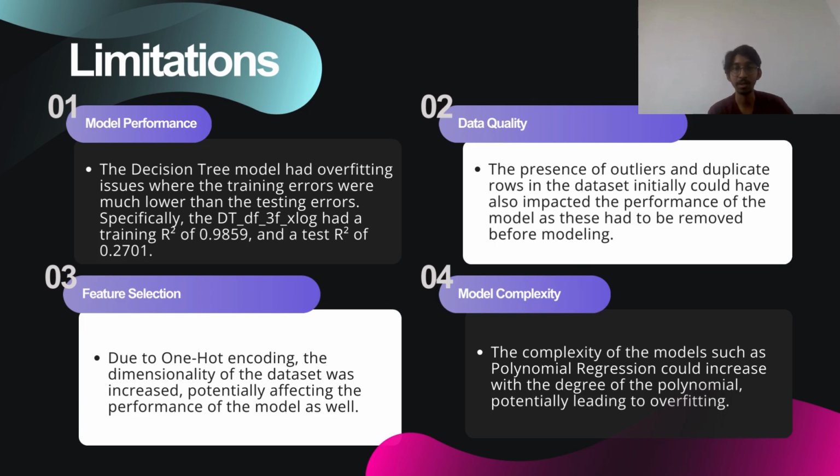Some limitations that we faced in our project was the model performance, where the decision tree model had overfitting issues, where the training errors were much lower than the testing errors. The quality of data, where the presence of outliers and duplicate rows in the dataset initially could have impacted the performance of the model. The feature selection, where due to one hot encoding, the dimensionality of the dataset was increased. And the last one is the complexity of the model, such as polynomial regression, which could increase with the degree of polynomial, potentially leading to overfitting.